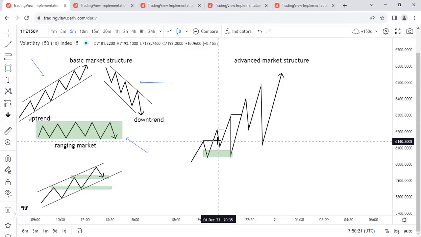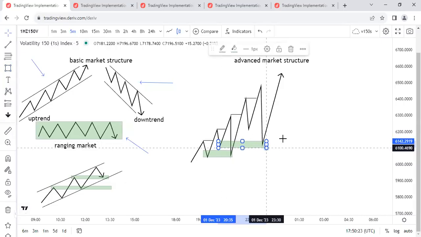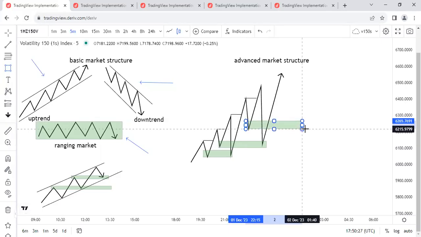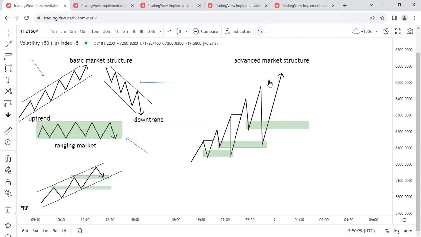You can see what price is doing here. Price is taking you out of the market so it can have enough money to move to the upside. So that's what price is doing in the advanced market structure.